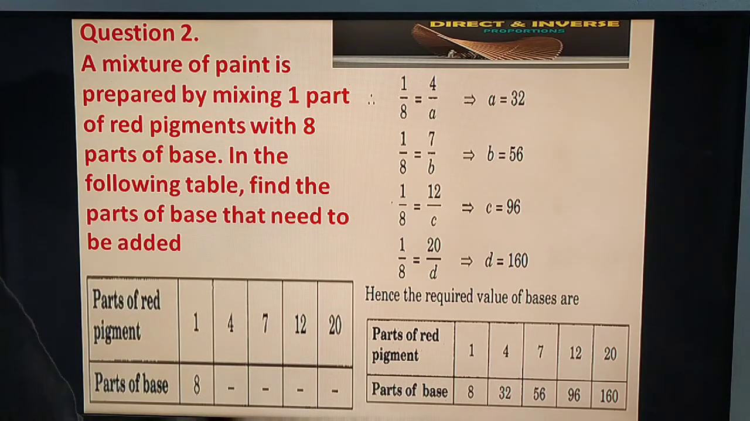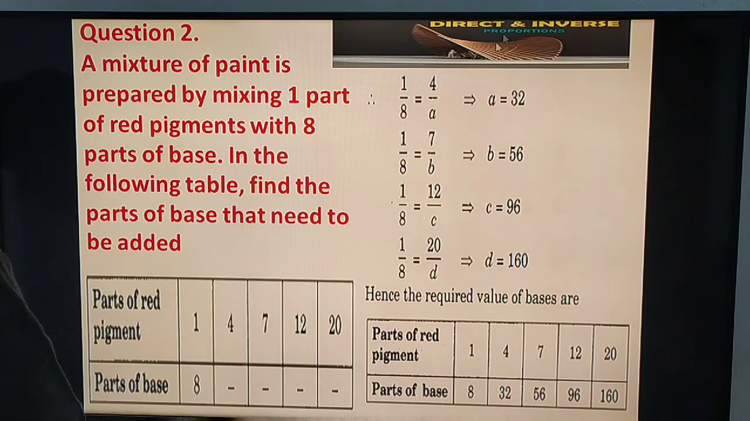A mixture of paint is prepared by mixing 1 part of red pigment with 8 parts of base. In the following table, the parts of base that need to be added are given. Now we want to complete this table. Pigment means it is color, and this is 8. So 1 part of pigment requires 8 parts of base. So 1 by 8 is the proportion. So 1 by 8 is equal to this.